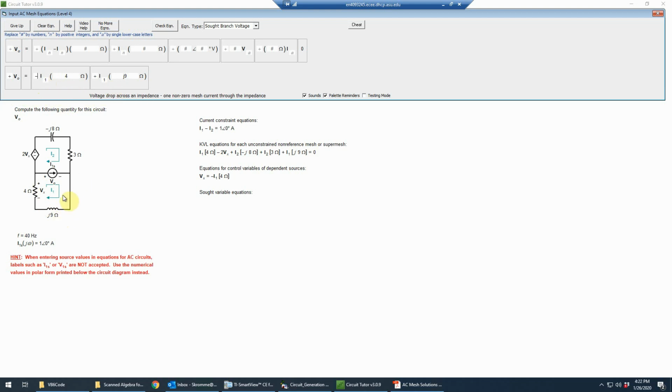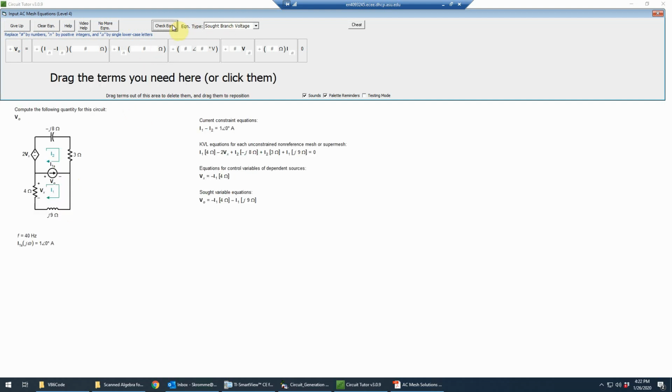What does matter is that the mesh current I1 is flowing into the positive side of a drop. Because that positive side here basically corresponds to the negative side there, that's why we have the minus signs in both of these terms. So we need to change that to a minus and this to a minus. And then if we check that, that will be correct.